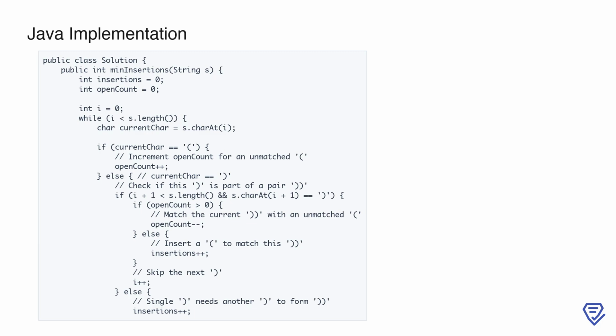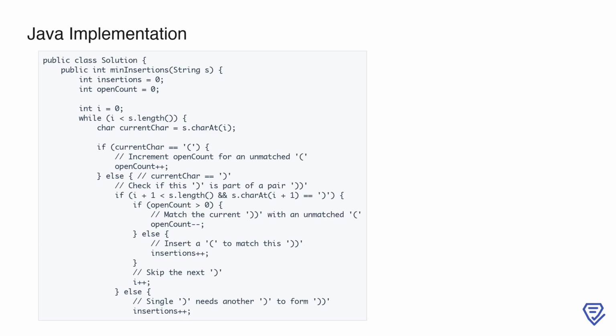Here, we begin by defining the method min_insertions, which takes a string s as input. We initialize 2 variables, insertions, which will keep track of the number of insertions needed to balance the string, and openCount, which tracks the number of unmatched opening parentheses. We then use a while loop to iterate through each character in the string. If the current character is an opening parenthesis, we simply increment the openCount since it represents an unmatched opening parenthesis. If the current character is a closing parenthesis, we check if it is part of a pair.